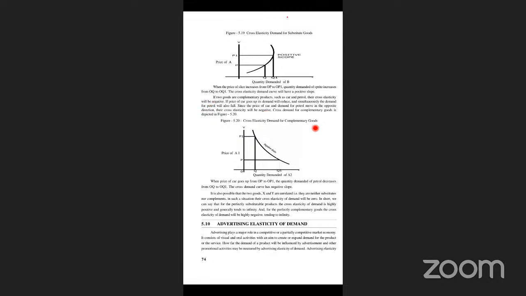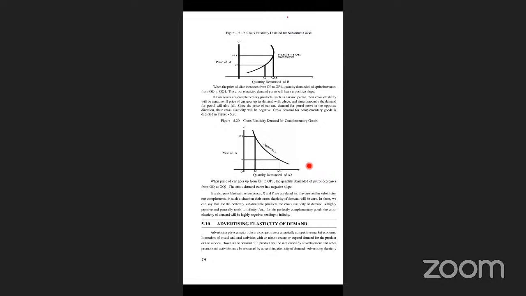And for complementary goods, this is for substitute goods and this is for complementary. For substitute, it is steeper, and for the complementary, it is a negative slope. When P1, it is Q. When P, it is Q. Okay, so this was about cross elasticity of demand.